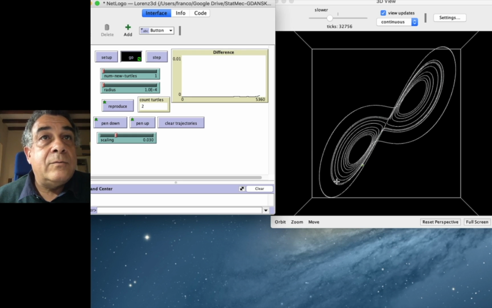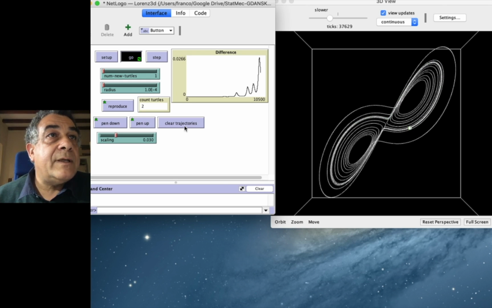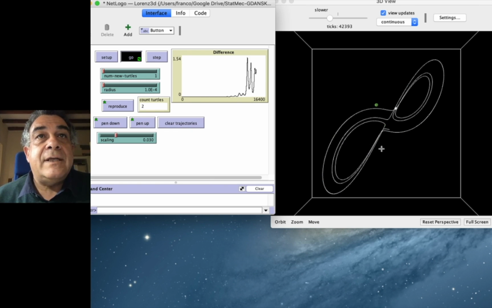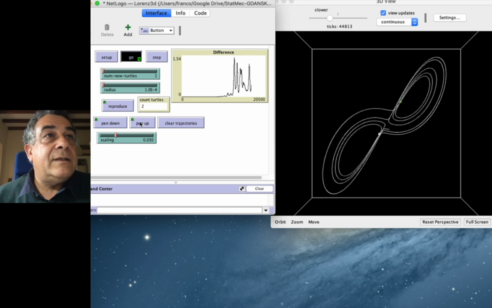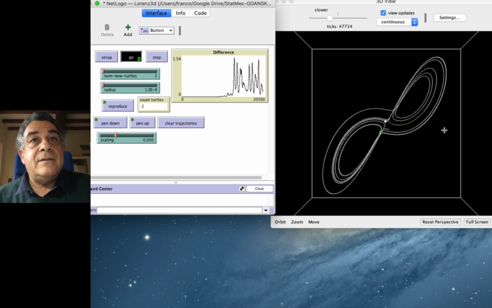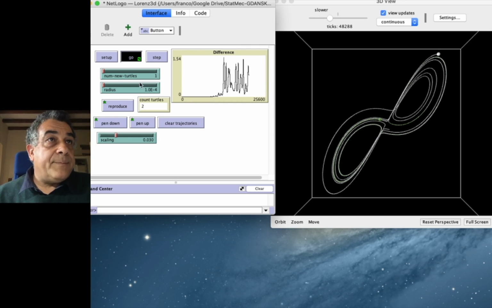One probably will go into one wing and the other into the other one. So they still stay together, even though there is a small difference between these two. Again, they are still together, and now they are starting to really separate, and maybe we can clear the trajectory again. And now you see that one of them has gone in a completely different direction. So one is turning here and the other here. Sometimes they join together and the distance goes to 0. Sometimes they separate again, and so on. Okay.